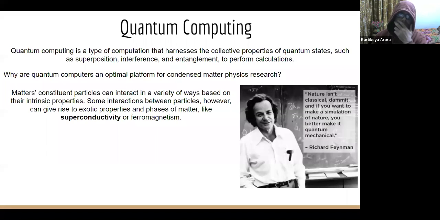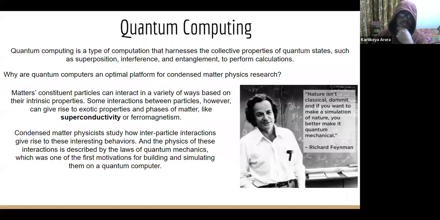And to make a better simulation of it, it only makes sense to perform our calculations on a quantum platform. Matter's constituent particles like electrons or quarks interact with each other to give rise to exotic properties like superconductivity or ferromagnetism. The condensed matter physicist's job is to understand how these particle interactions give rise to these interesting behaviors, and how the laws of quantum mechanics govern these systems and their dynamics with time. This was the motivation for building and simulating condensed matter models on a quantum computer.